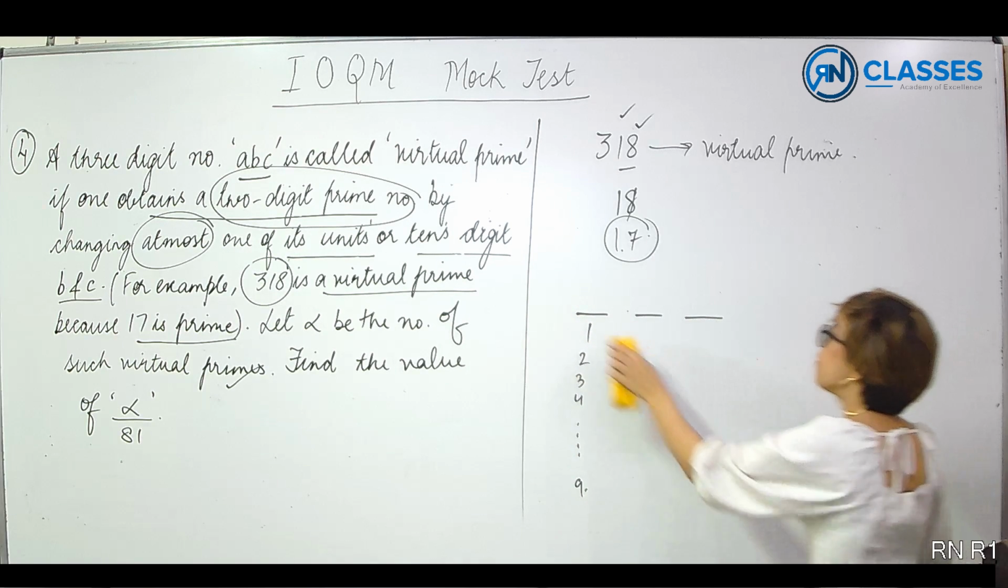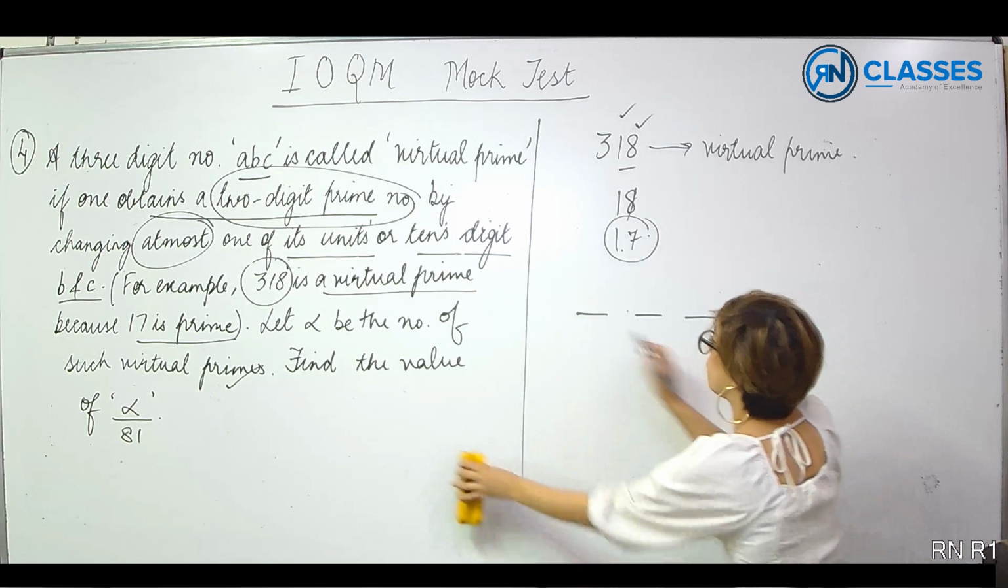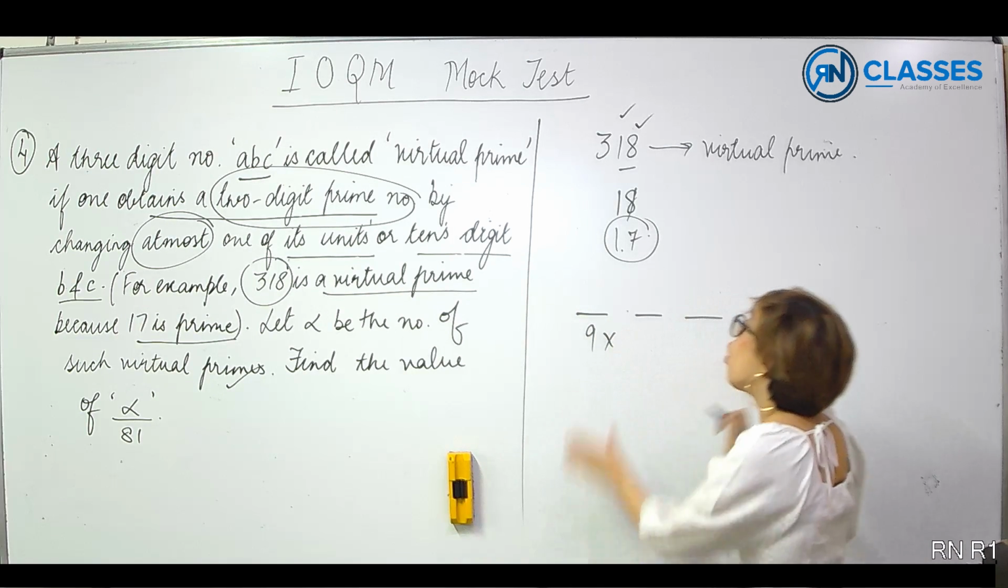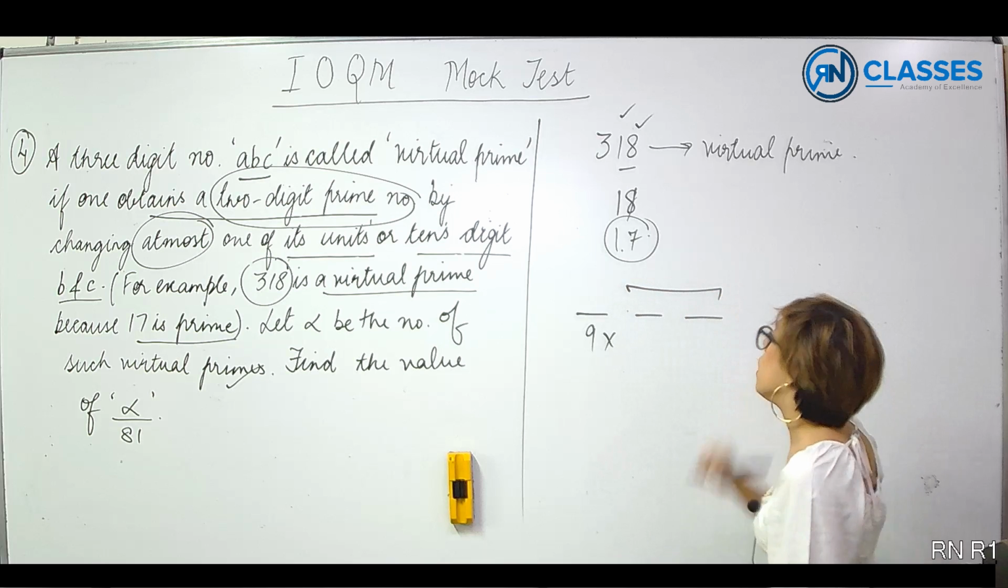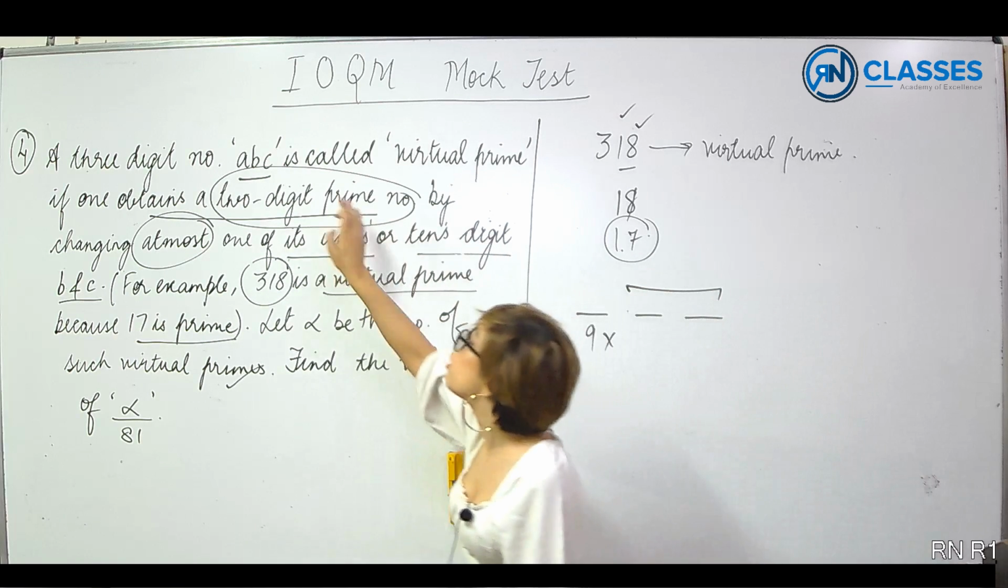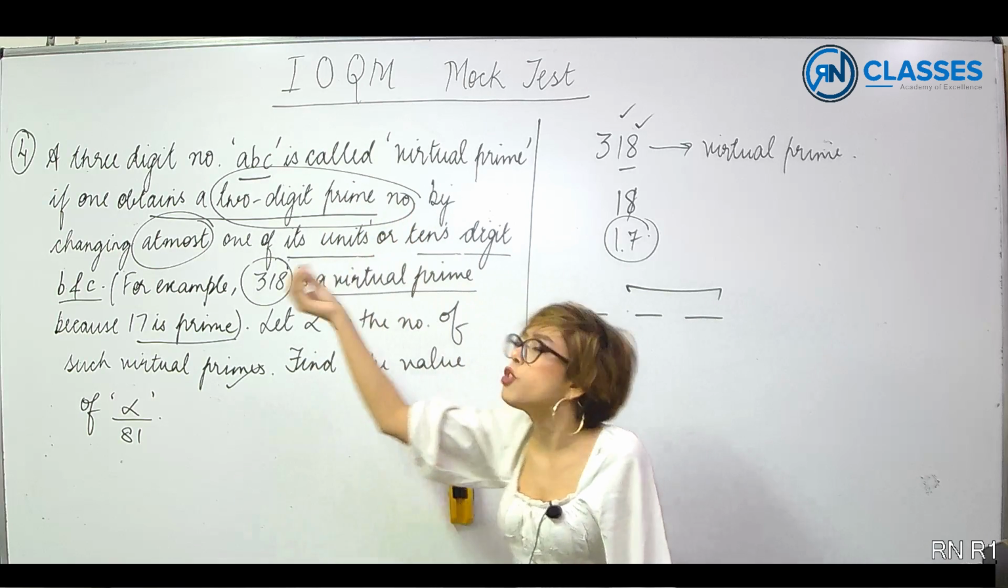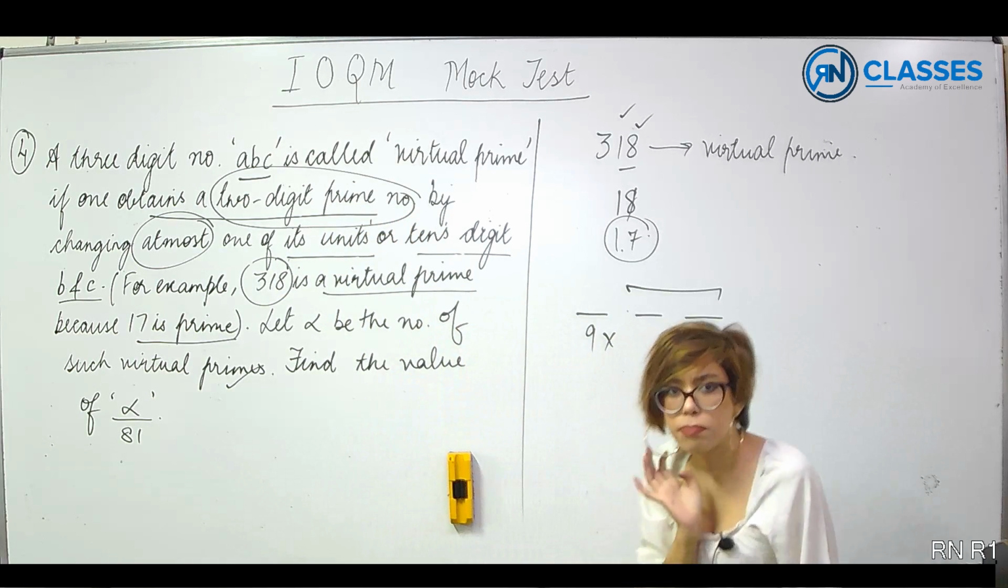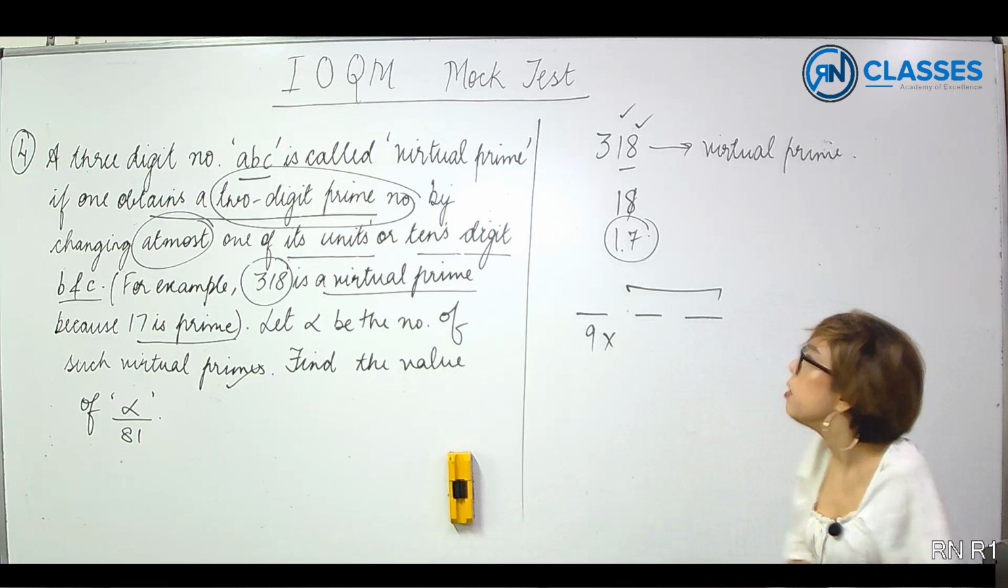Right? So I can fill the first place in 9. Now, corresponding to this, I need to decide this. Now, this is the tricky part. Now he says you should have a 2-digit prime number by changing at most one of its unit or 10th digit. Right? I should get a 2-digit prime number.